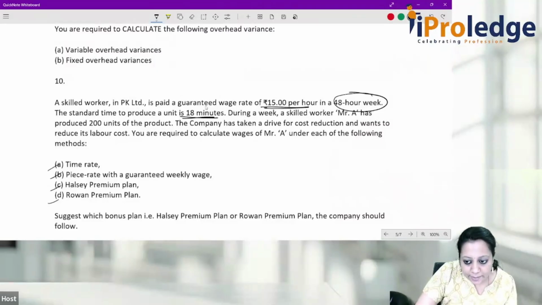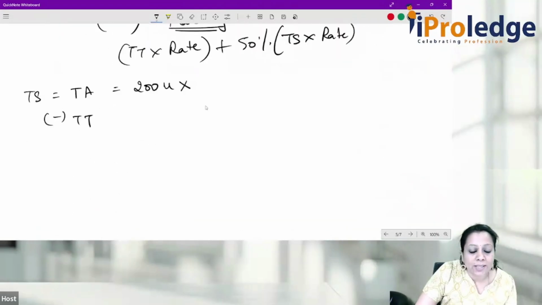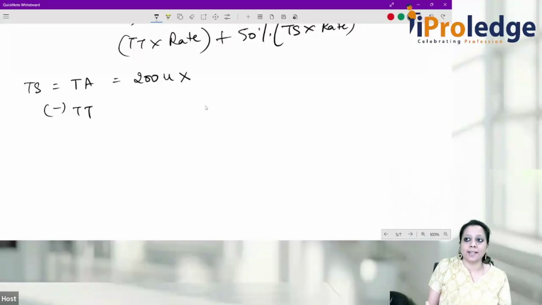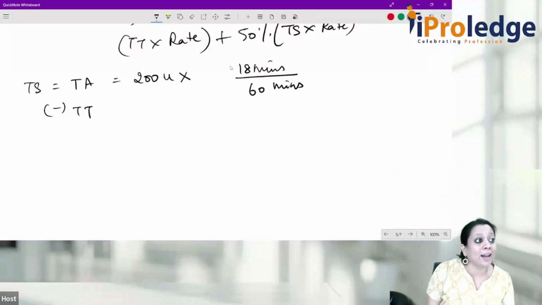Yes, 18 minutes. Our main question was, ma'am, why are we converting this 200 weekly into minutes? We will change the discussion. It will not be like I have to finish in 60 minutes. Let us do the number of hours calculation. 18 minutes I have to take. 18 minutes divided by 60 minutes is going to be the hours that is allowed.